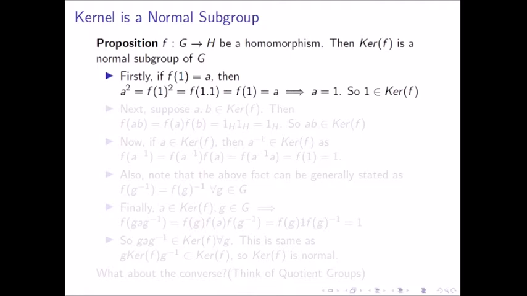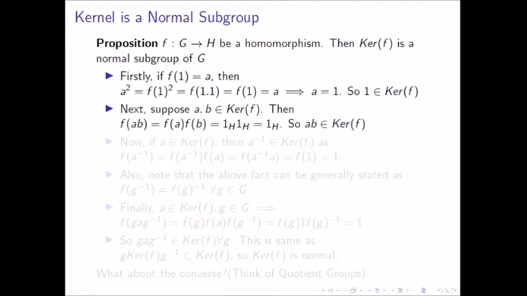then a square is equal to f(1) square, which is equal to f(1) times f(1), which is equal to f(1) times 1, which is equal to f(1), which is equal to a. So a square is equal to a. So by cancellation law, a is equal to 1. So 1 is in the kernel. 1 of G is in the kernel of f.